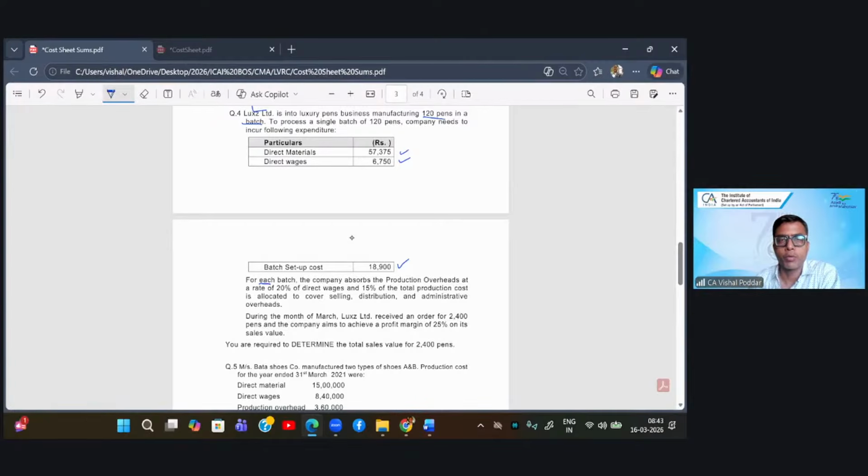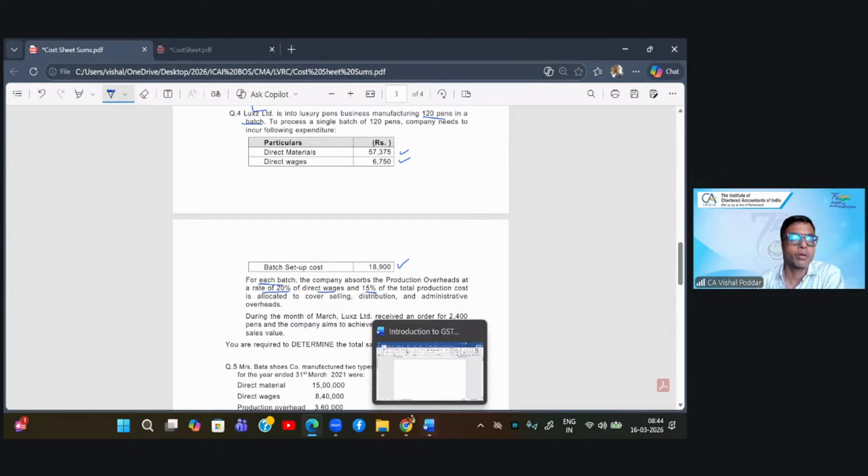Now what is given? For each batch, the company absorbs the production overheads at the rate of 20% of direct wages, and 15% of the total production cost is allocated to cover the remaining cost. During the month of March, it received an order of 2400 pens and the company aims to achieve a profit margin of 25%. So it is a pretty straightforward, simple question. We need to now prepare the cost sheet for 2400 pens, right?